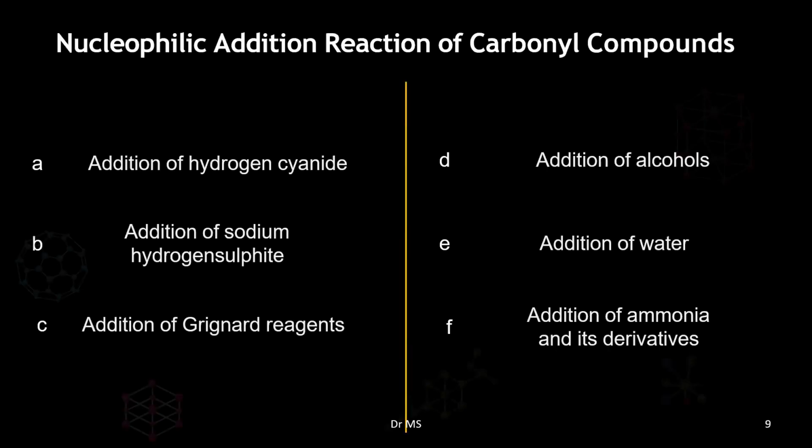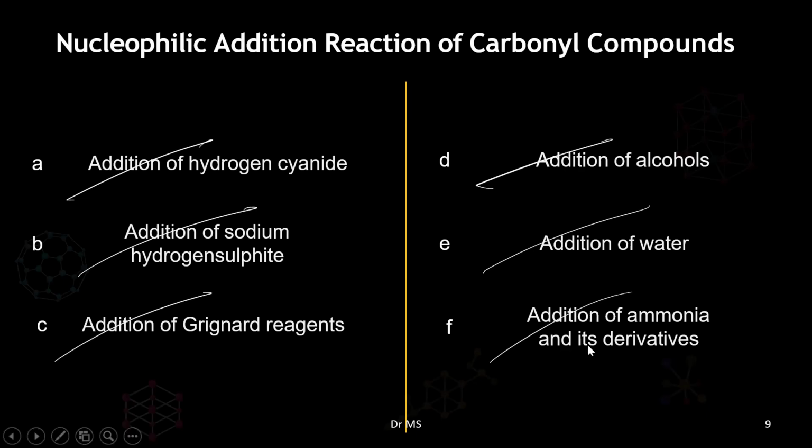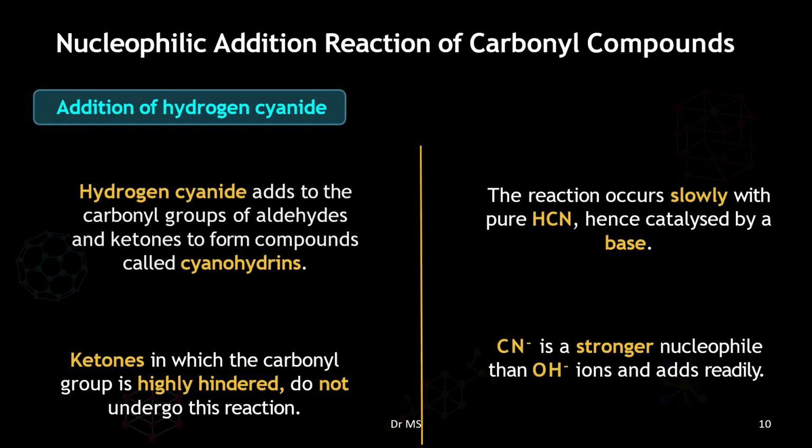Okay, so let's do nucleophilic addition reactions of the carbonyl compounds. The second kind of chemical reactions that we'll be seeing in the aldehydes and ketones. So we'll be seeing the addition of hydrogen cyanide, addition of sodium hydrogen sulfite, addition of Grignard reagent, addition of alcohols, addition of water, addition of ammonia and its derivatives. So these are the important chemical reactions. Okay, so let's see one by one. First, the nucleophilic addition reaction of carbonyl compounds with hydrogen cyanide.